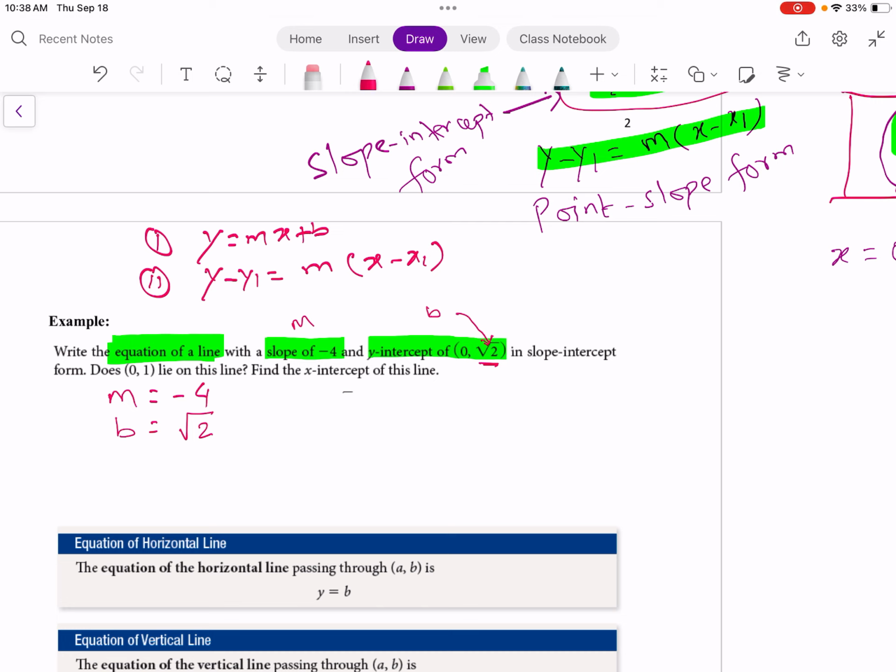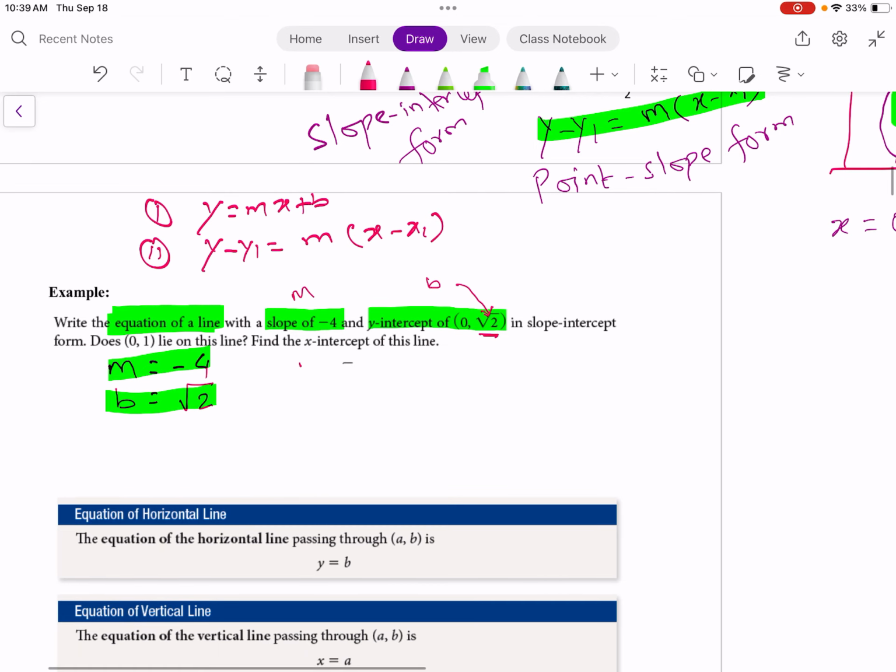Okay, now these are the two options. Now what is given to us? m is given, b is given. Now which option has m and b? Option 1. Now we use the very first one to find the equation of a line. So let's write down y equals mx plus b.